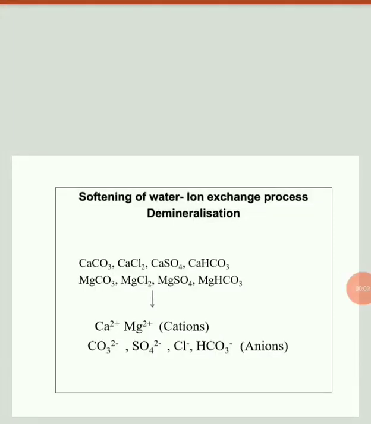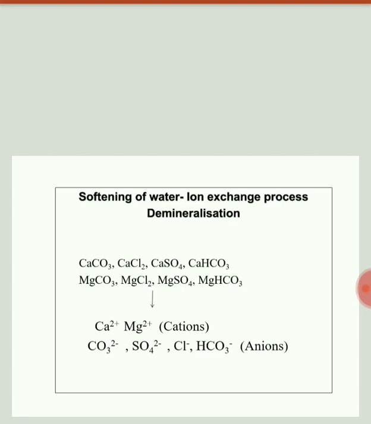Hope all are fine. Today, let's see about softening of water, or it's also called demineralization. It is done by a method called the ion exchange process. Before moving on to the ion exchange process, let's go through the definition. The definition is removal of hardness causing substances from the water. It's called softening of water, or removal of ions, removal of minerals from the water. So it is called demineralization.